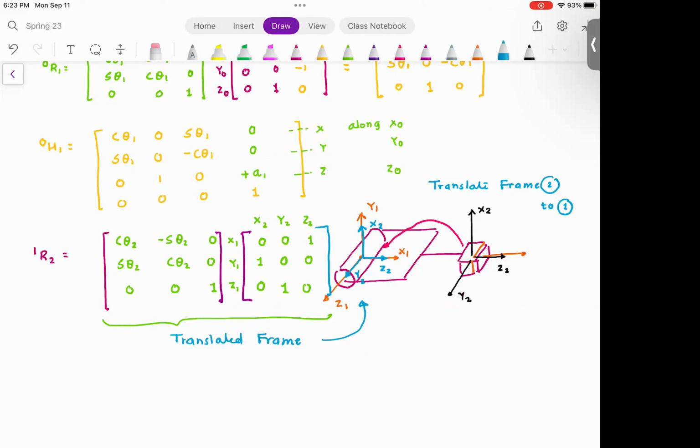Yeah. The frame for 2, is that following the right hand? Your thumb up, your middle finger to the right, doesn't your pointer finger go into the page? Hold on. X2, Z2, no? Frame 2, X, Y, Z. Now, what I'm going to do is, X2 is like this, Z2 is like this. What is coming out?